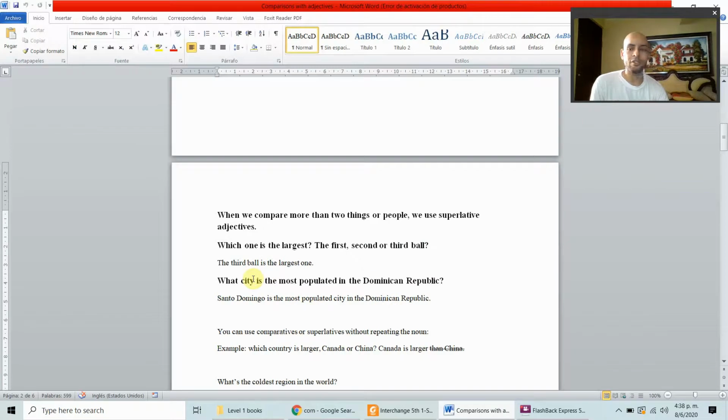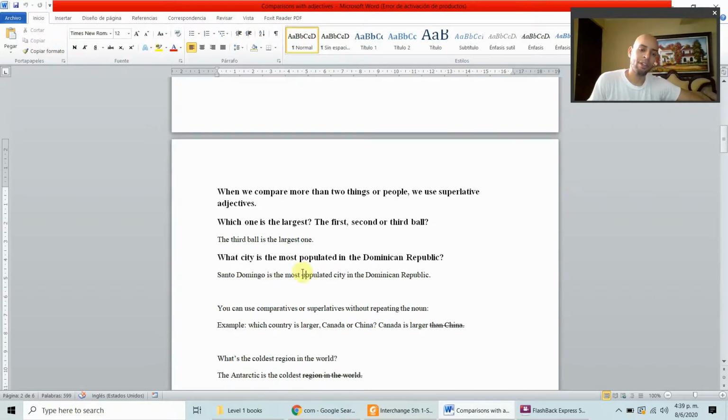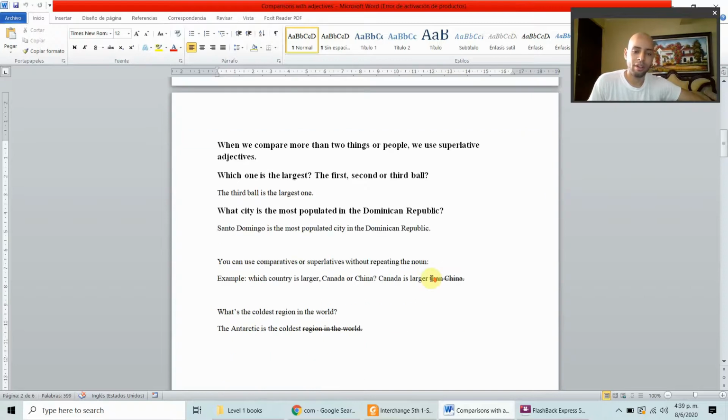So take a look at this. Well, I don't have to mention all the objects involved in the comparison. If I mention all the objects in a group, well, I'm making a comparison between all the objects in that group. Imagine if I started mentioning city by city. Okay, which city is the most populated in the Dominican Republic? Santo Domingo, Santiago, Puerto Plata, San Francisco, and so on, until the last one. No, I don't have to mention all of the cities. I just have to mention the group. Santo Domingo is the most populated city in the Dominican Republic.